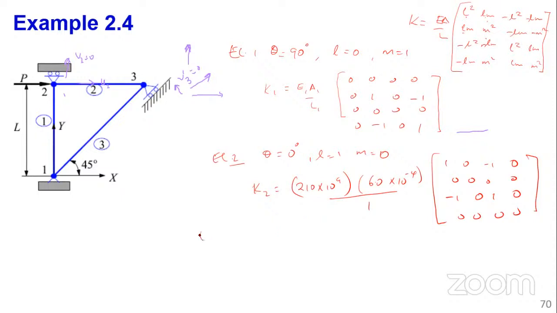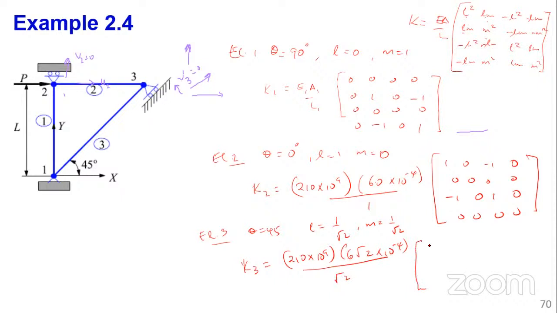So similarly for element 3, this one you needed to determine the L. Of course, you can use theta is equal to 45. So L is equal to 1 over root 2. M is equal to 1 over root 2, right? And you can use this angle 45 to get the length. So K3, when you do that, it will be equal to your E A over L. So this will be 6 root 2 times 10 to the power minus 4 over root 2.